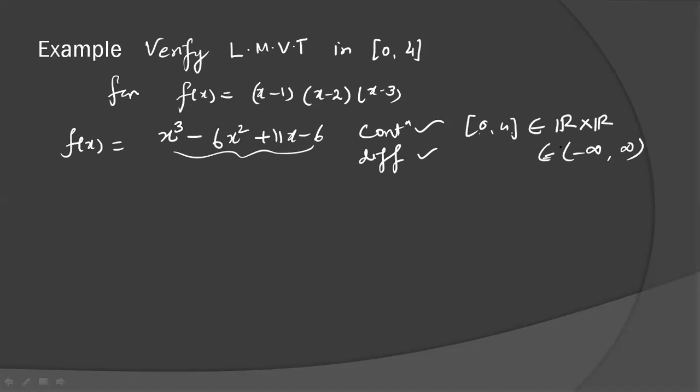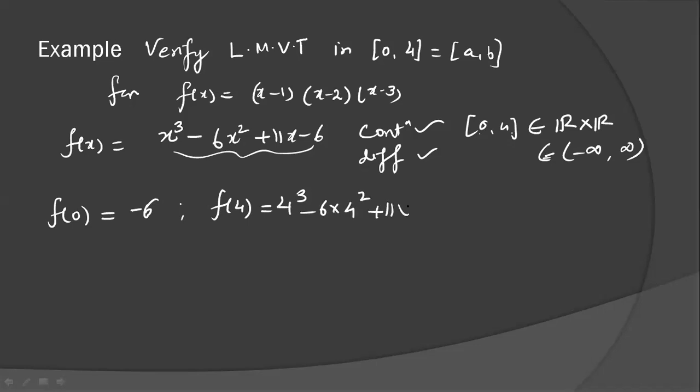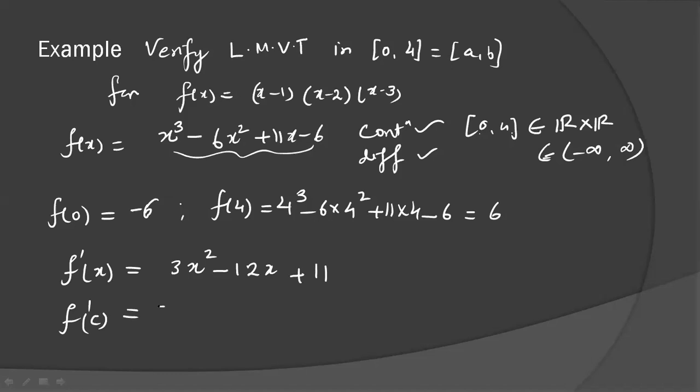Okay. Now we have to check f(a) and f(b). Comparing, 0 will be a and b will be 4. f(0) will be minus 6, and f(4) will be 4 cube minus 6 into 4 square plus 11 into 4 minus 6. You can check, it will give you 6. Now for c, we need the derivative f'(x), and the differentiation of this function will be 3x square minus 12x plus 11. So for any particular c, f'(c) will be 3c square minus 12c plus 11.